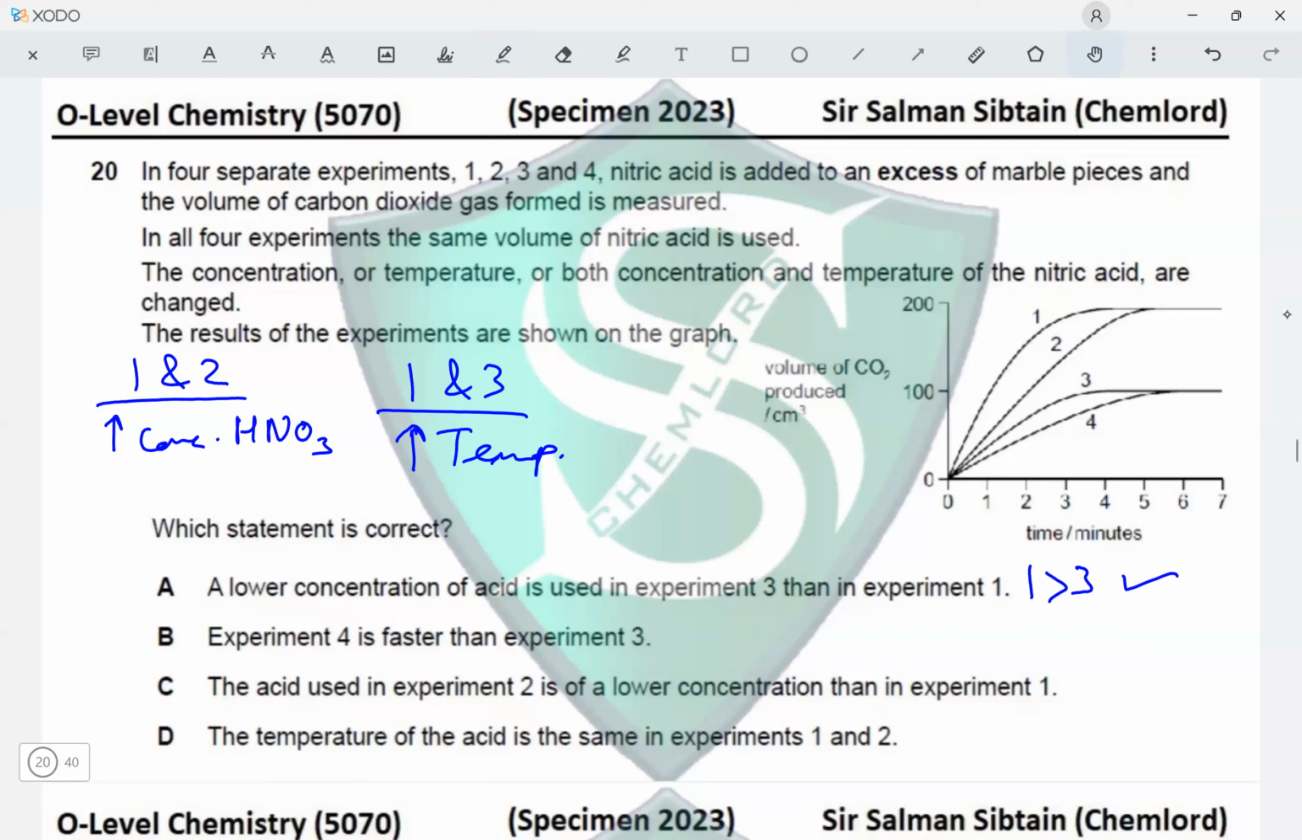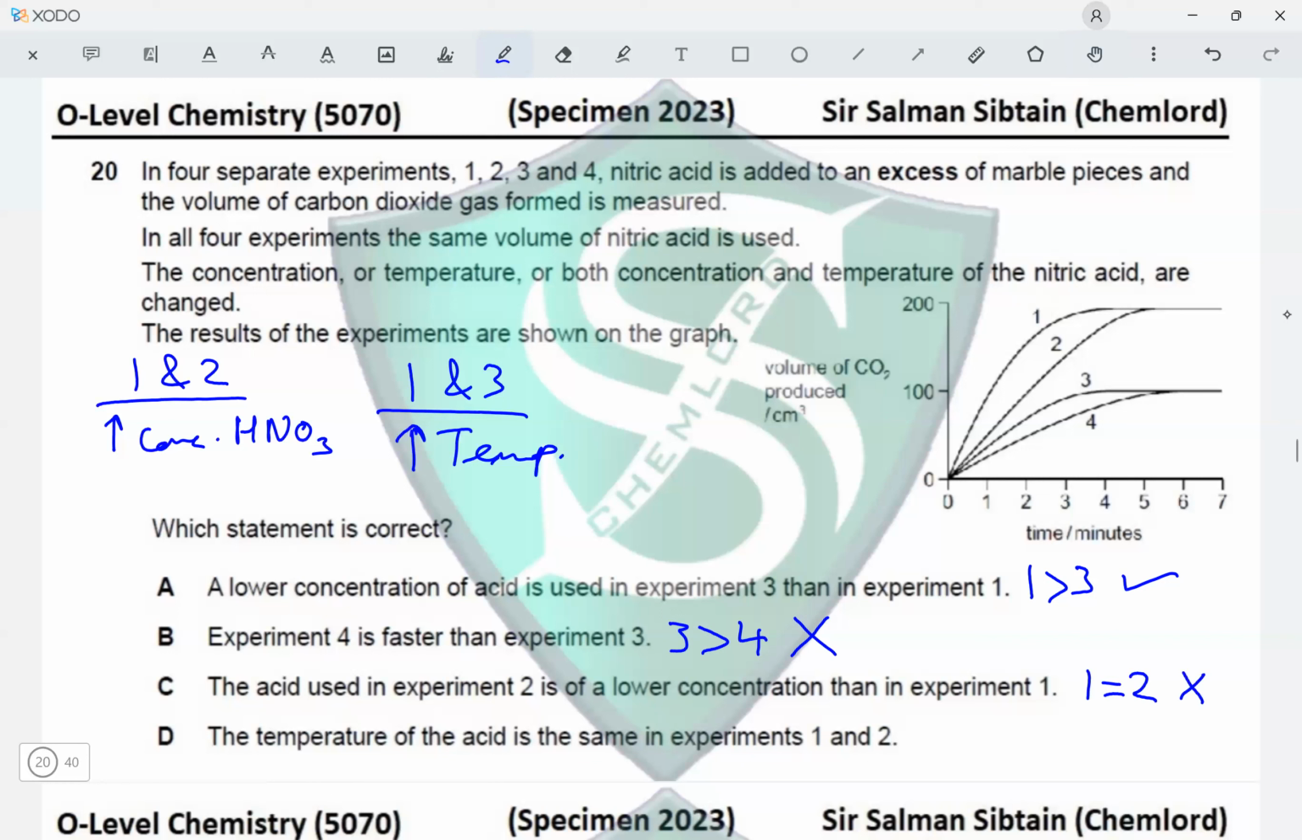Experiment 3 has the CO2 being produced more quickly than experiment 4, which means experiment 4 is not faster than experiment 3. Experiment 3 is faster than experiment 4. This option is incorrect. Next, the acid used in experiment 2 is of a lower concentration than in experiment 1. In experiments 1 and 2, we have concluded that both of them are using acid of a higher concentration. So the concentration in experiment 1 is the same as the concentration in experiment 2, making this an incorrect option.